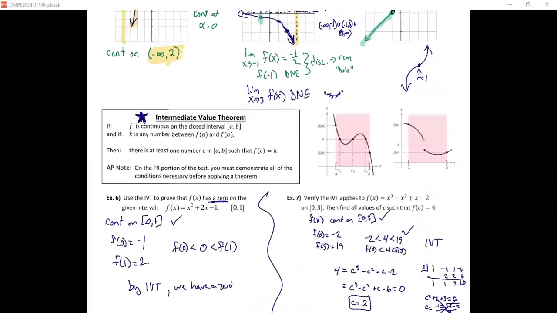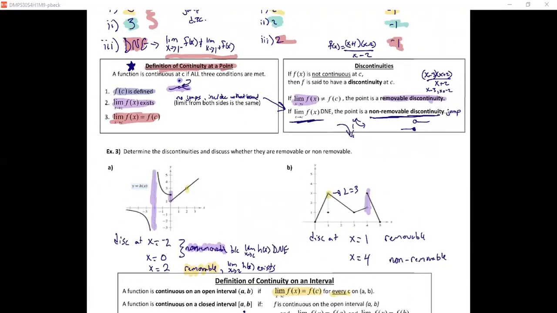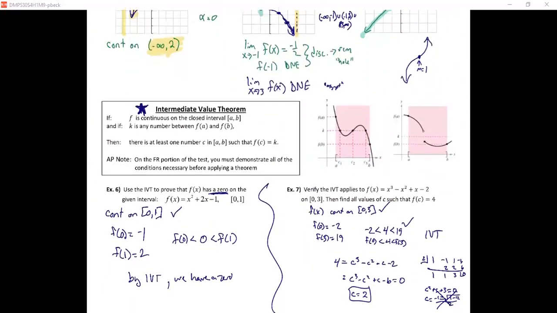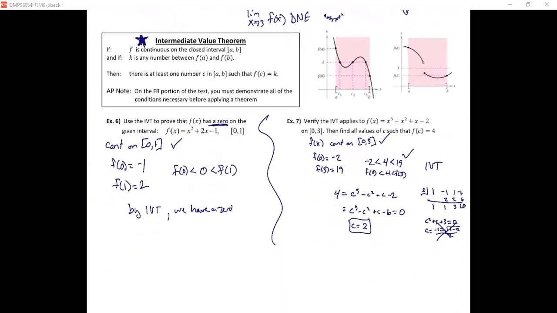All right, I said the definition of continuity was the first major definition that the AP likes to test based off of what we're doing. The intermediate value theorem is the first big theorem that gets tested over and over and over again.